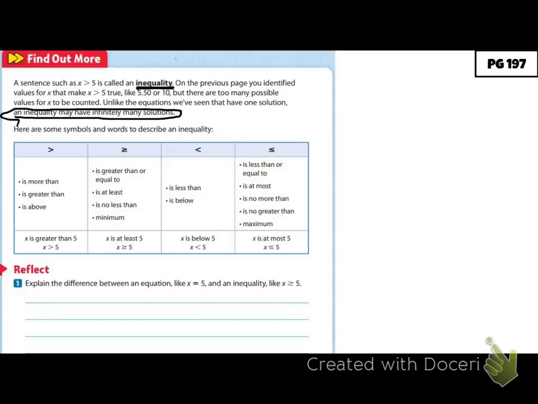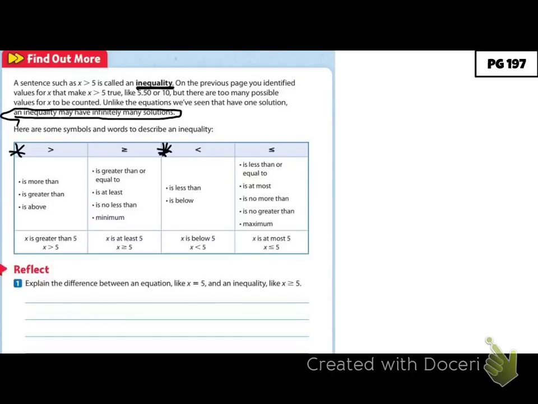So, here are some symbols and words to describe an inequality. So obviously we have the one that we're used to, which is greater than. You can see more than, greater than is above. And an example is X is greater than 5. Then we have our less than, which we've used before. Less than is below. And we have the example at the bottom of X is below 5. And you can see the sign there.